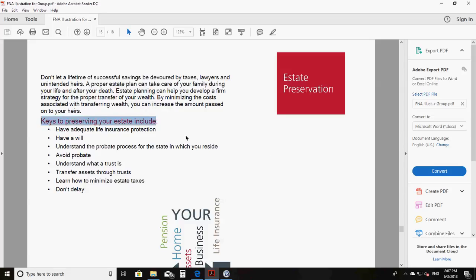Keys to preserving the estate include having adequate life insurance. Life insurance is a great way to preserve the estate. Having a will, understanding the probate process in the state they reside, avoiding probate, understanding what a trust is, the importance of a trust, how to transfer assets through the trust, learn how to minimize estate taxes, and don't delay.